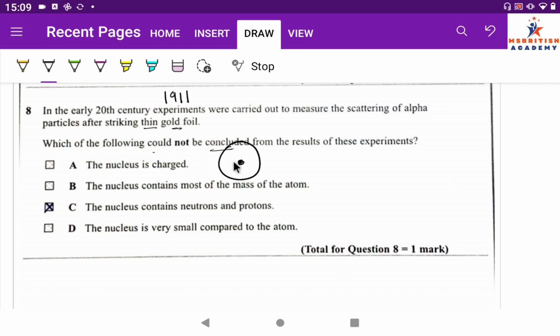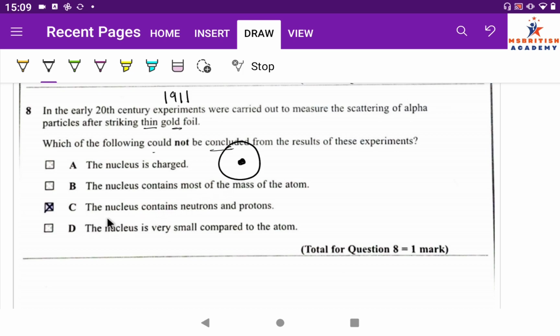So around the nucleus, he concluded that it is almost empty, and the nucleus is very small compared to the atom. This was also right, because if the atom is this big, the nucleus is only about this much size.